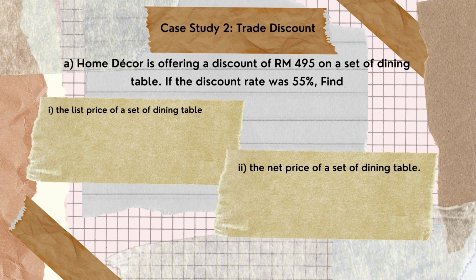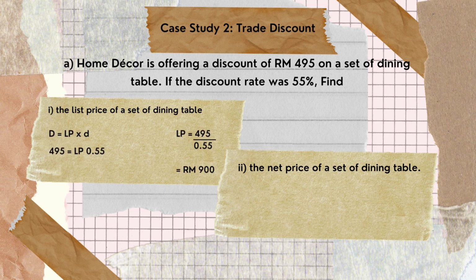Home Decor offers a discount of 55% on a set of dining table from RM495. We need to convert 55% into decimal places. Case number 2, 1 Roman. Given discount RM495 and rate 0.55. Now, the question is asking the value of the list price.